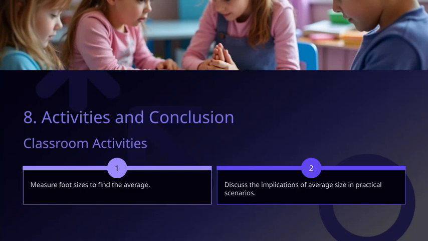Now, let's talk about some classroom activities and wrap things up. First, we can measure everyone's foot sizes to find the average size. This hands-on activity helps us understand how data collection works in real life. After that, we'll discuss what these average sizes mean in practical scenarios, like choosing the right shoe size or designing comfortable footwear. These activities and discussions tie everything together by showing how understanding averages can be useful in everyday decisions. It's a fun way to see how math applies beyond the classroom and connects to real-world situations.